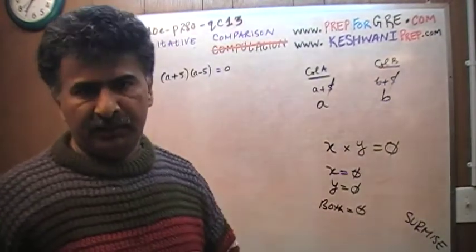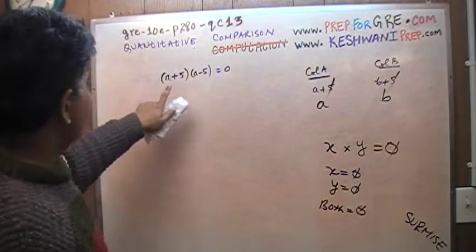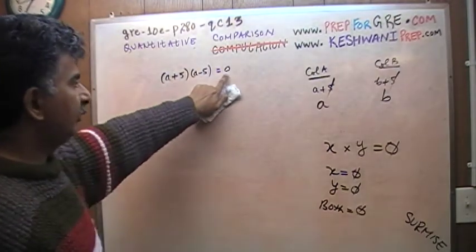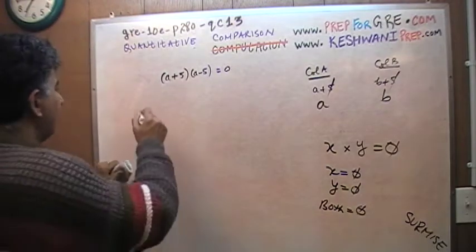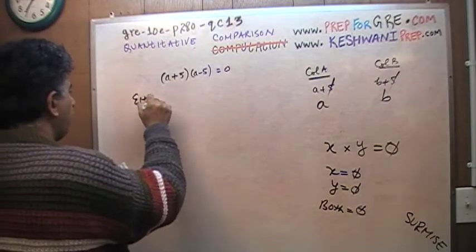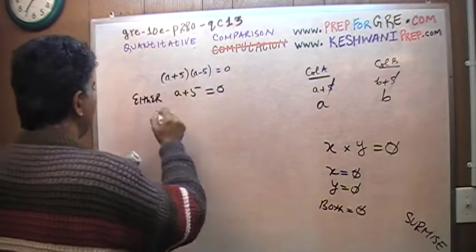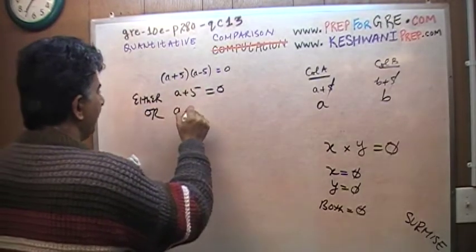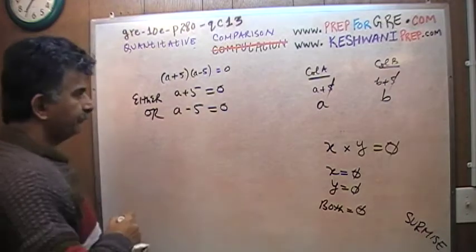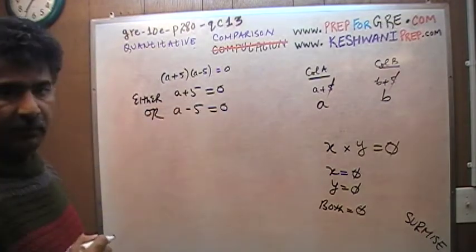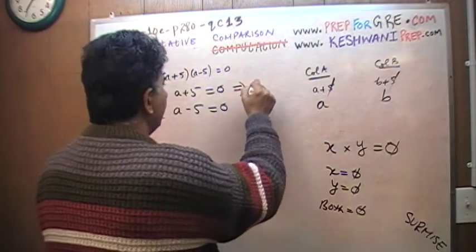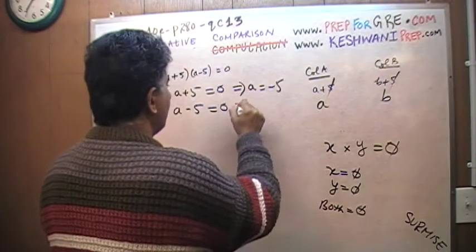Both x and y are equal to 0. So here I have two quantities. This quantity times this quantity equals 0. That tells me that either a plus 5 is equal to 0 or a minus 5 is equal to 0. If a plus 5 is 0, that will imply that a equals negative 5.